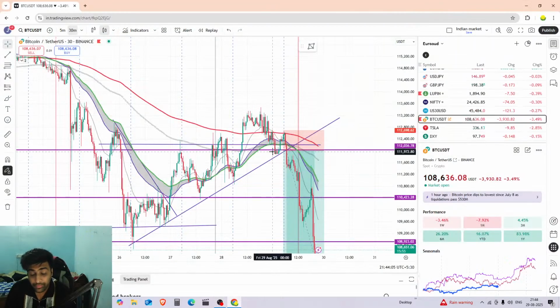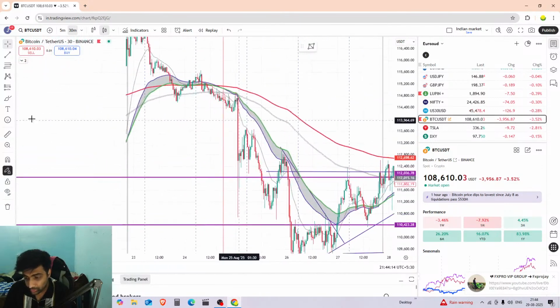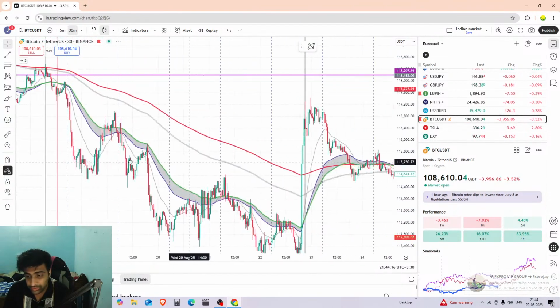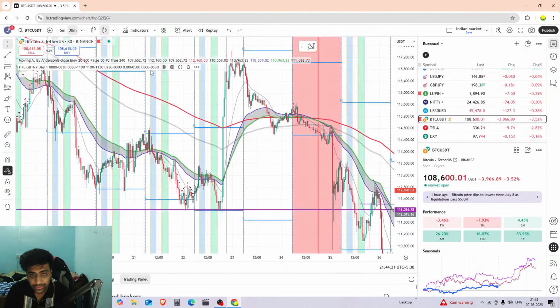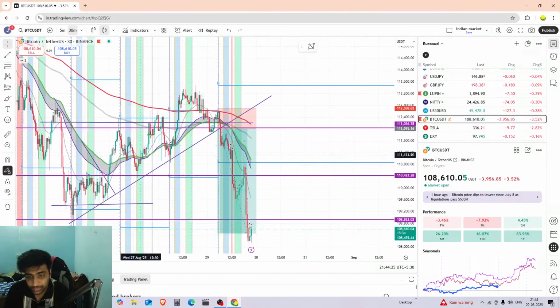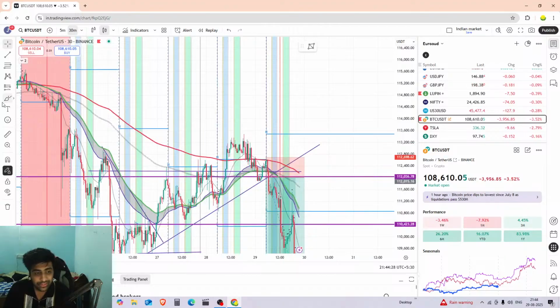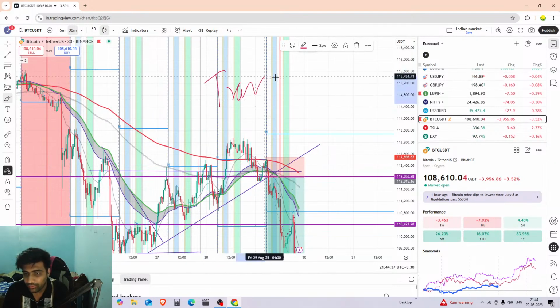Hello guys, so I will be teaching you a setup which works 90% of the time, has a win rate of roughly 90%. Okay, so now there are a few things which you have to keep in mind before taking that setup, and one of them is the trend. The first thing is that the trend should be in your favor.